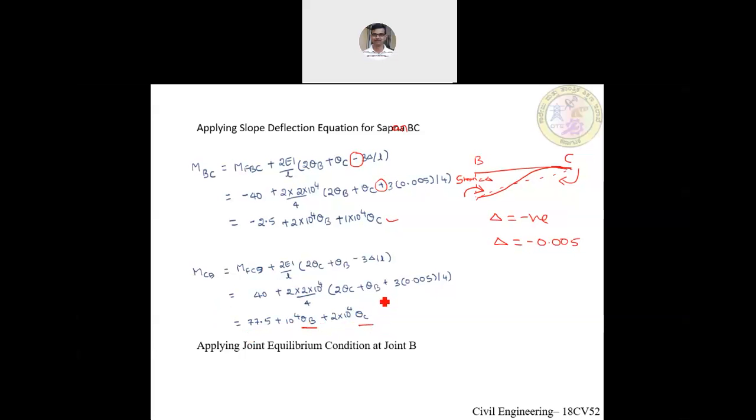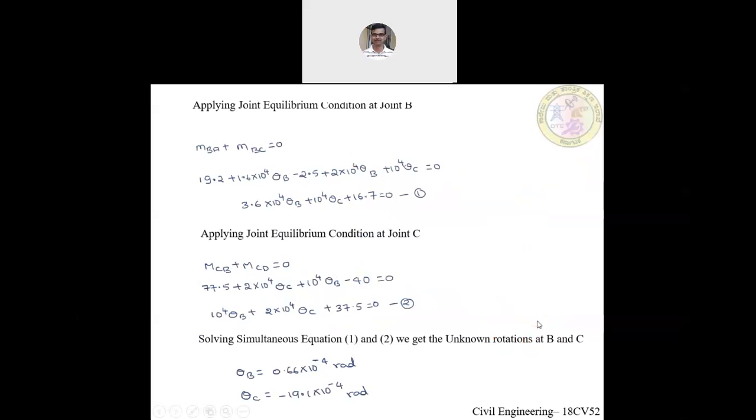Now we have all these bending moment values MAB, MBA, MBC and MCB in terms of theta B and theta C, which need to be calculated. How we're going to calculate is that we need two equations to solve for theta B and theta C. For that, we will apply the joint equilibrium condition at joints B and C. If I apply the joint equilibrium condition at joint B, the summation of bending moment at joint B equals 0, that is MBA plus MBC should be equal to 0.